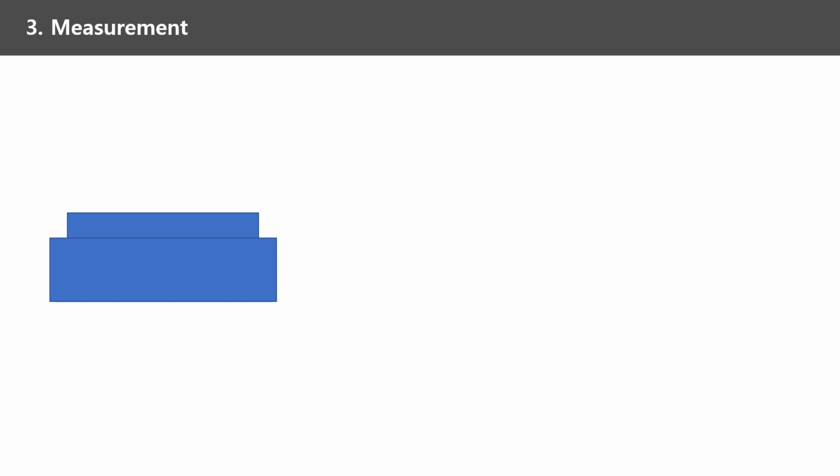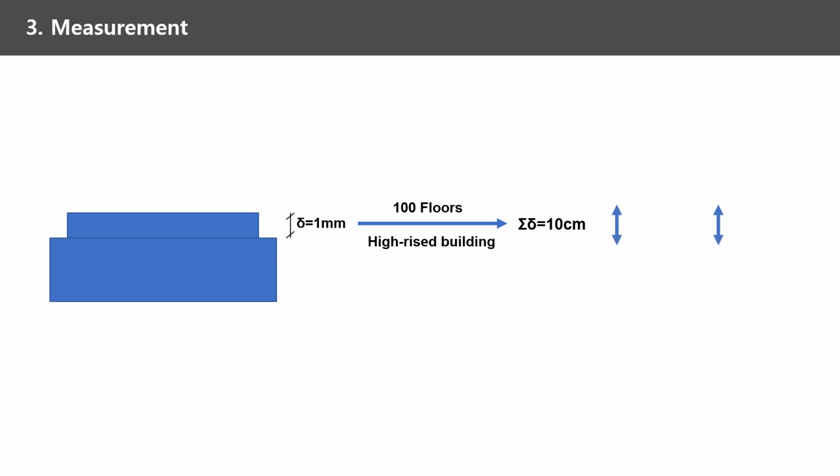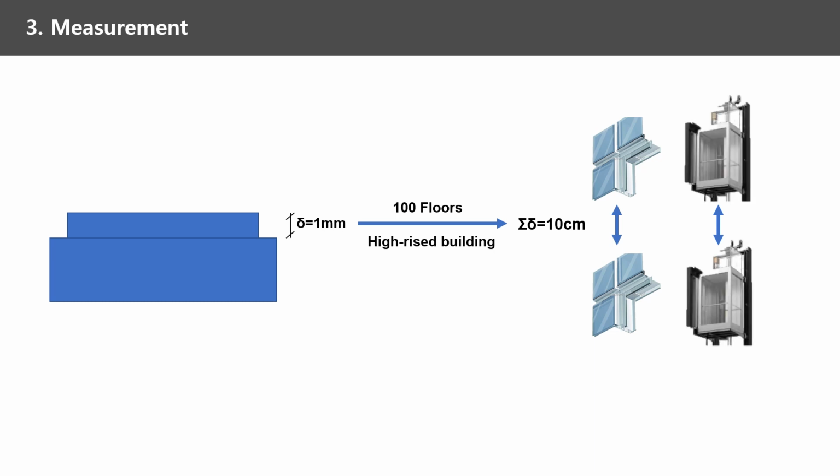Especially in a high-rise building, even a 1 millimeter error can lead to a 10 centimeter error on the 100th floor. It causes serious damage in constructing curtain walls and elevators.